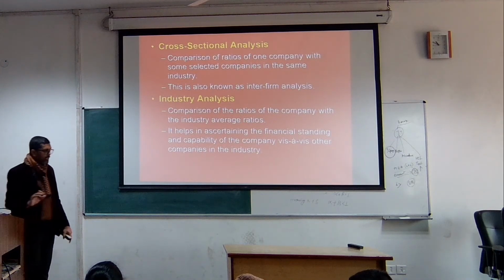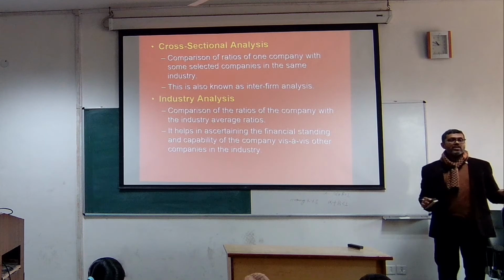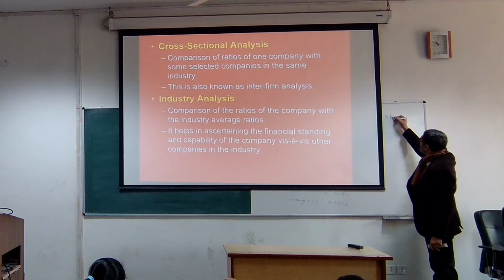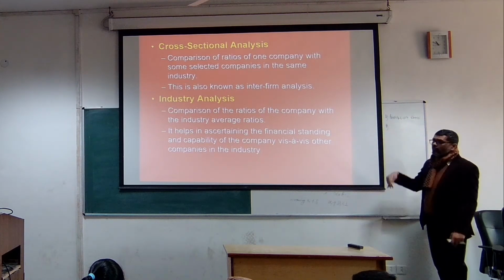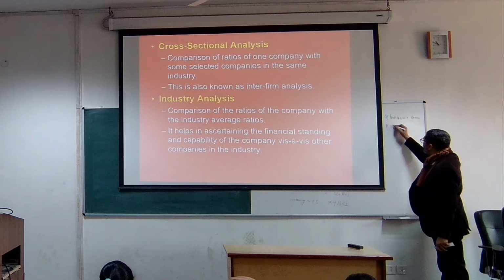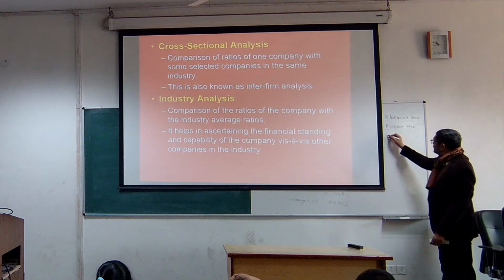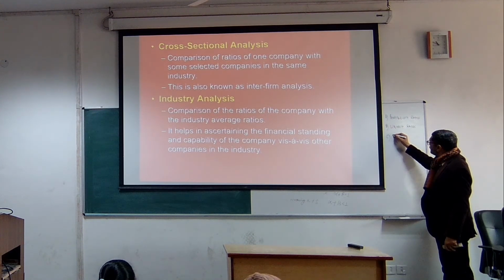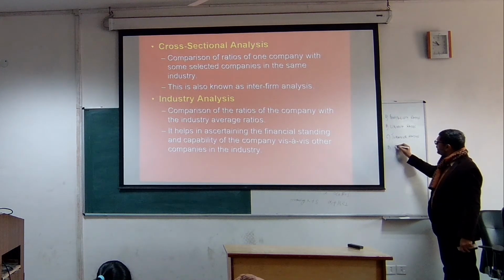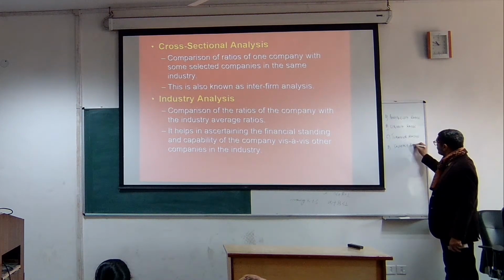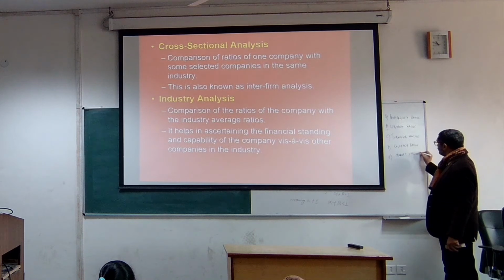Okay. Now, before we move further, let us understand the types of ratios we would be studying here, the categories of financial ratios. The first type we would be studying is profitability ratios. The second is the liquidity ratios. The third is the turnover ratios. The next is solvency ratios. And the fifth is the market value ratios.